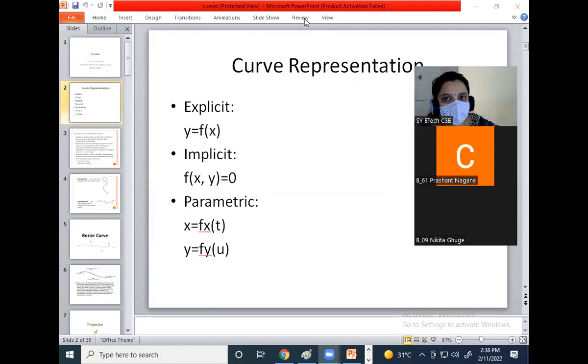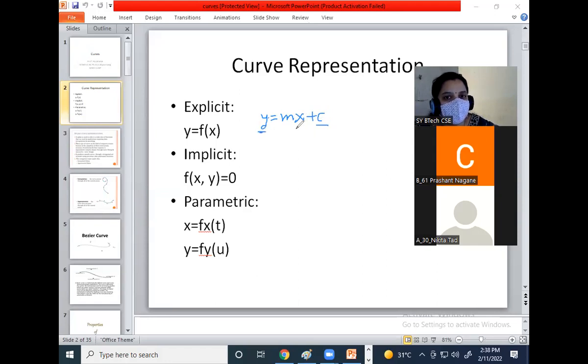For example, what is the formula for a line? y equal to mx plus c. In this expression, c is a constant. That means ultimately your y value is dependent upon x, that is, y is a function of x. So a line also becomes a curve, and it is the explicit representation of a curve.